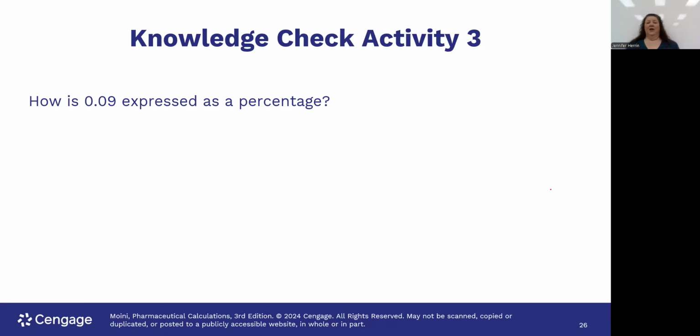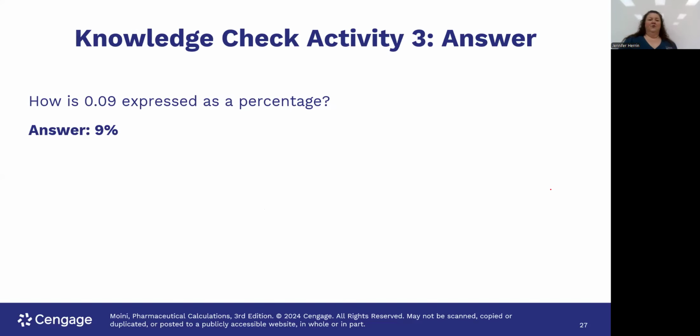So we're given a knowledge check activity here that says, how is 0.09 expressed as a percentage? So which way are we moving that decimal to express this as a percentage? Hopefully you said 2 places to the right and you determined that it would be expressed as 9%.